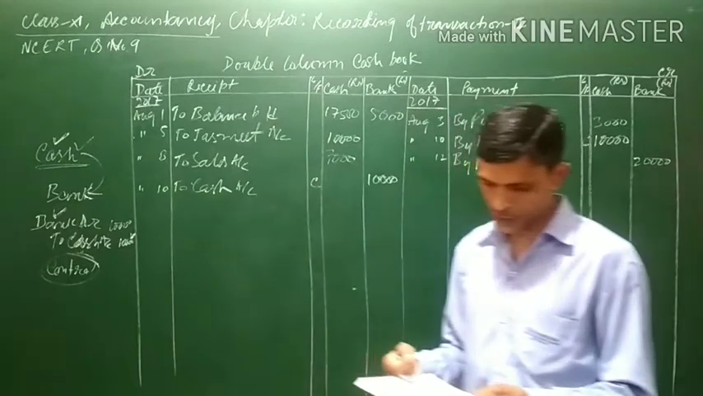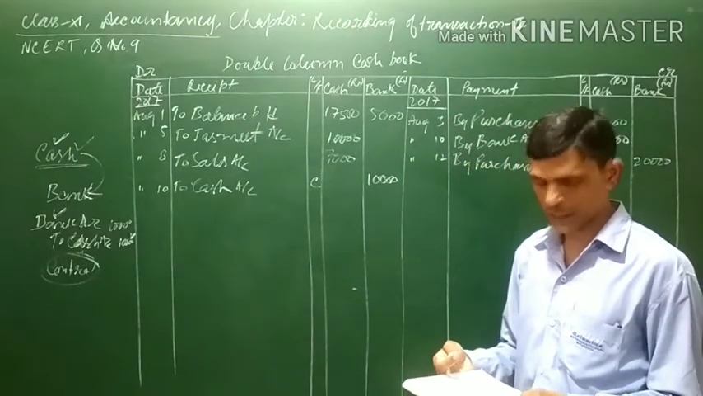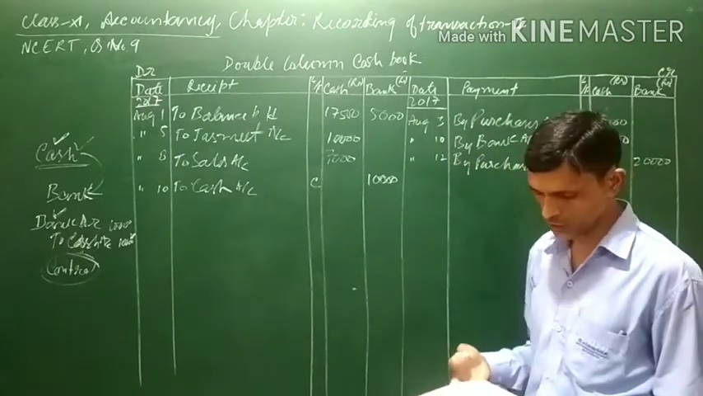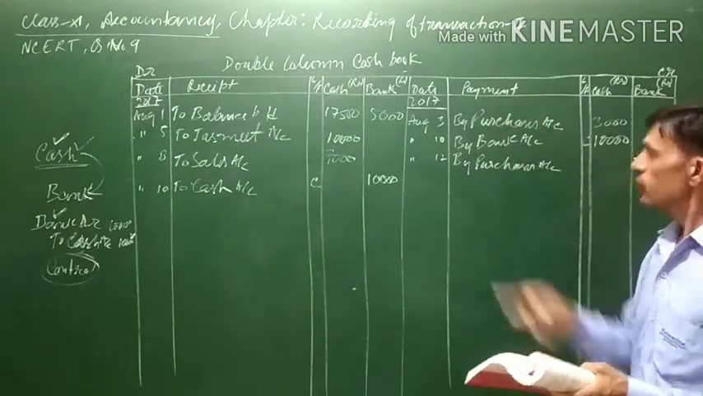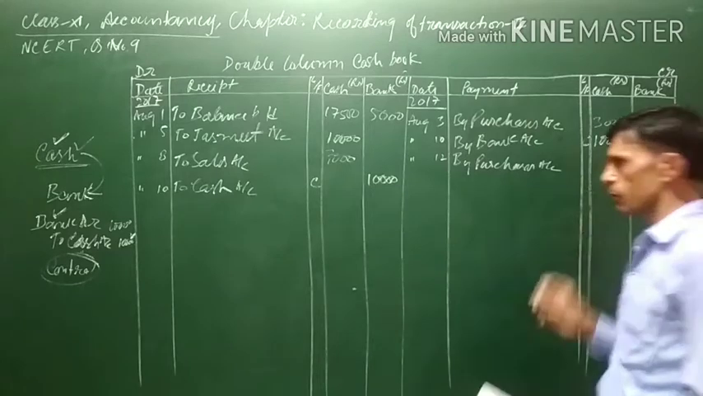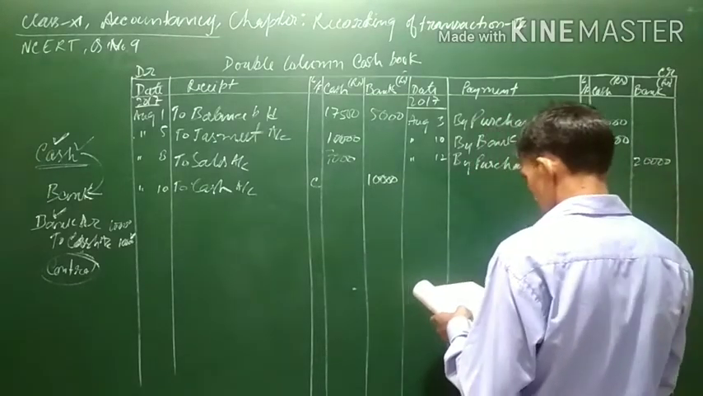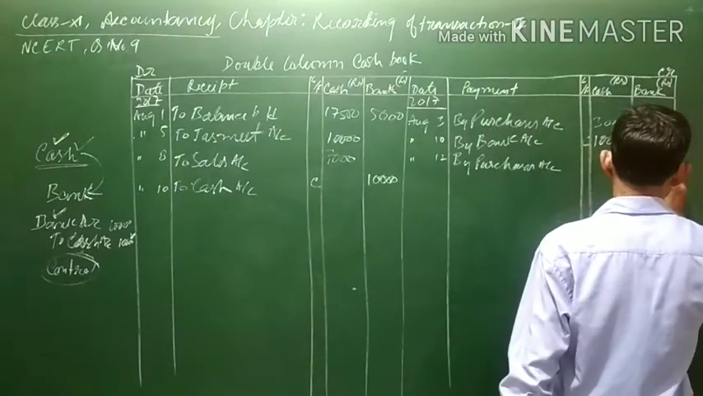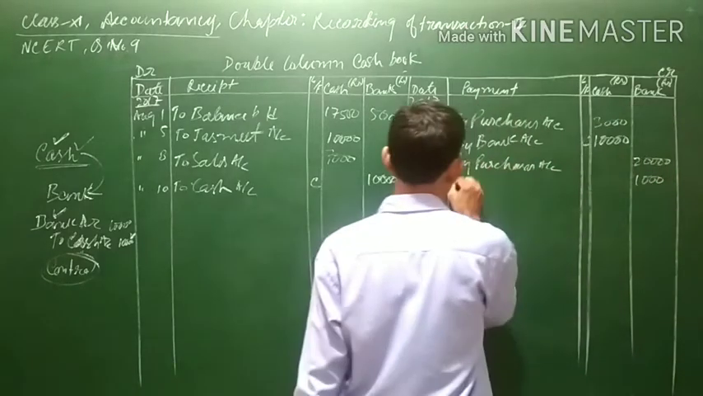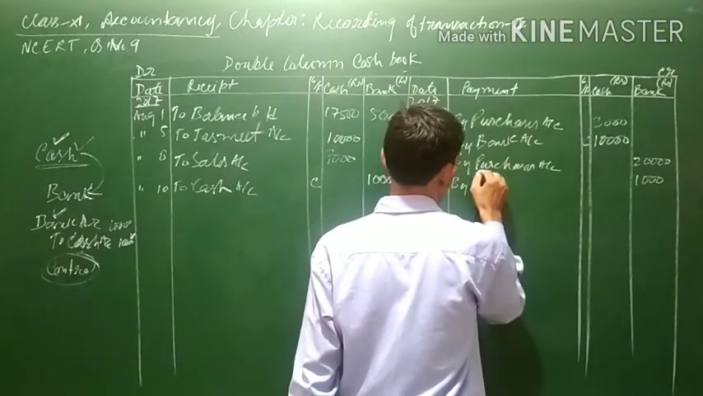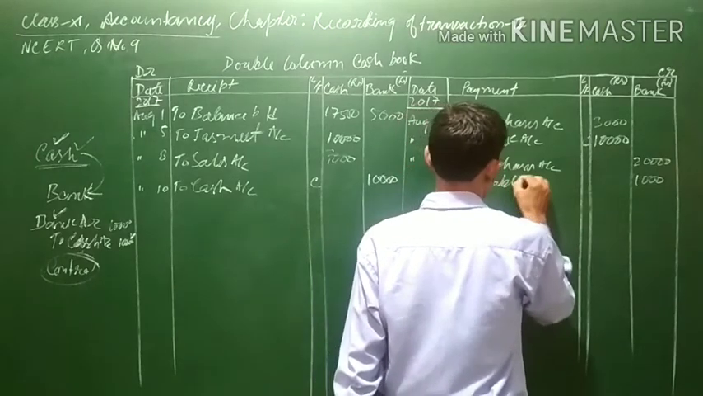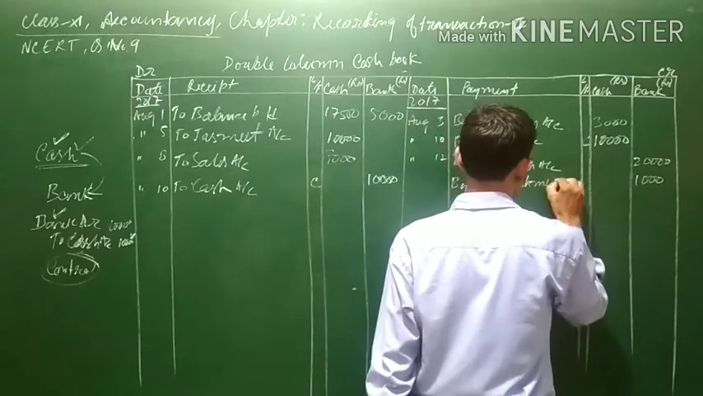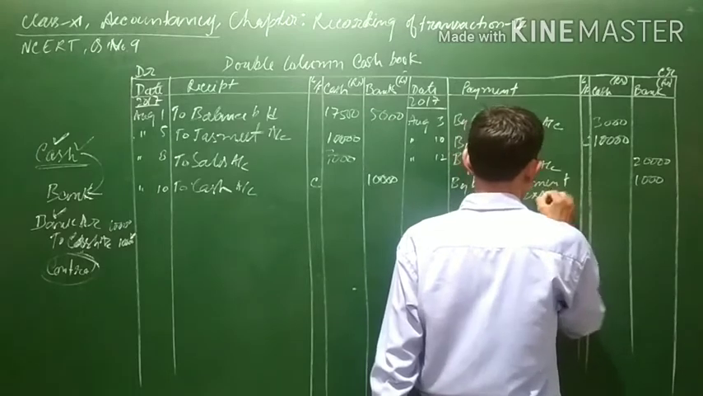Now, on the 15th, paid establishment expenses through bank, that is, paid through check. Again, since you are making payment through check, it will be written on the payment side in the bank column, and the charges are 1,000. 1,000 charges, and it is on account of establishment expenses, by establishment expenses.